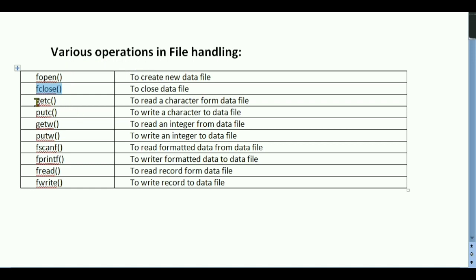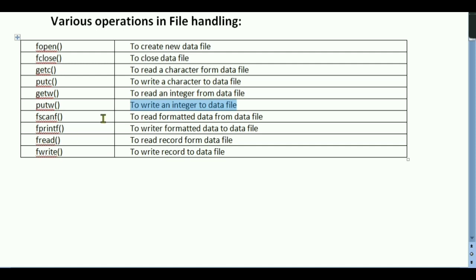Next is getc. Getc means get character. It is used to read a character from a data file. Putc is used to write a character to a data file. Getw is used to read an integer from a data file, and putw is used to write an integer to a data file. So how to understand fclose, getc, putc, getw, putw? It is just the opposite of print and scan.